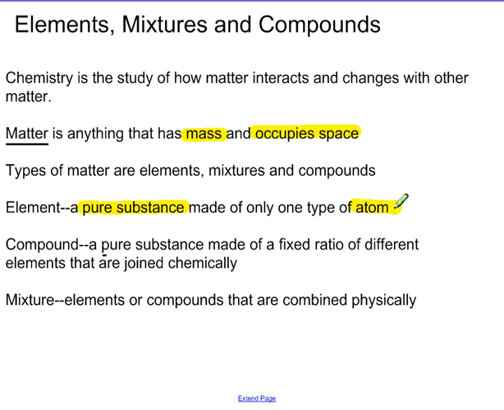A compound is a pure substance, like an element, but unlike an element, it has a fixed ratio of different elements that make it up. Okay, and they are joined chemically. Now, a mixture could be two different elements or more, or compounds and elements, or compounds and compounds, but they are not joined chemically. They're kind of physically joined. They're not joined at all, really. They're just kind of next to each other, but they retain their separate identities. So we need to talk about how to classify this matter.